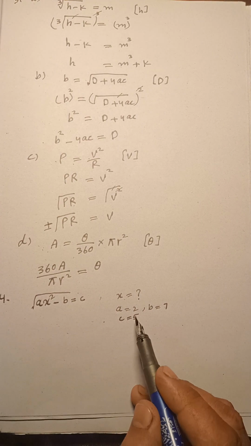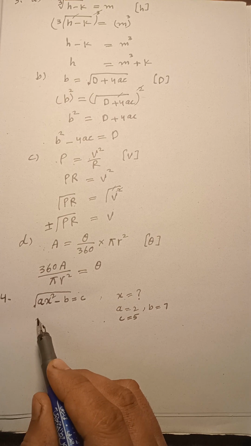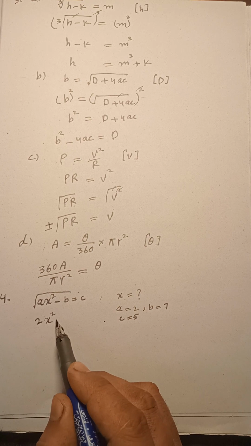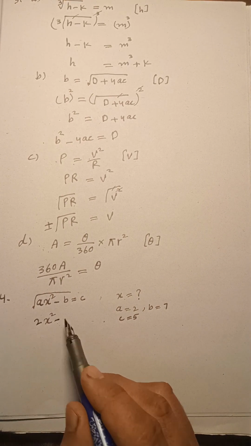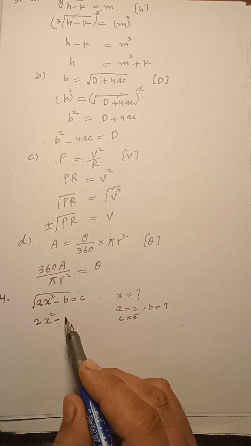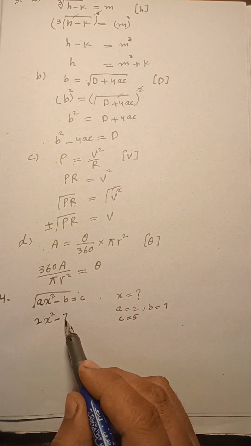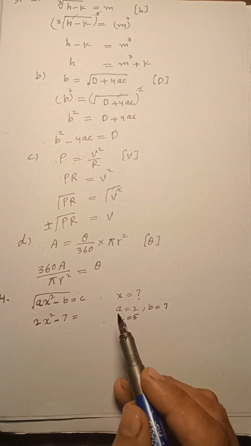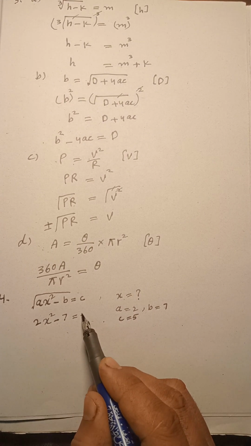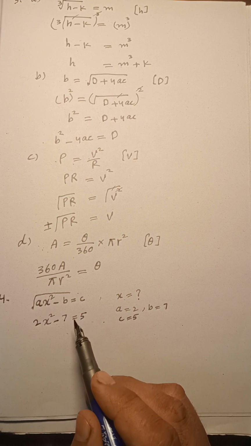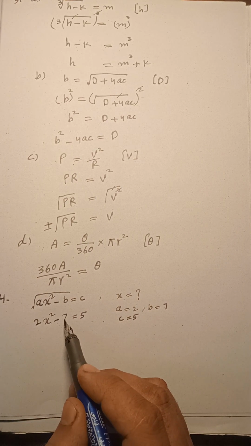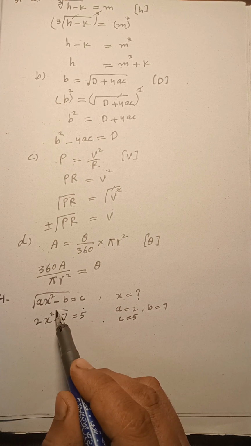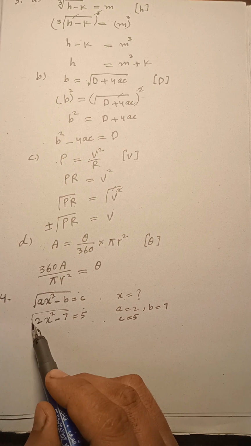If I put the value of a is equal to 2, so write 2 here in the place of a, and x square will remain the same, minus, in the place of b we will write 7. The value of b is 7, so I have written 7 here, and the value of c is 5, so we will write 5 instead of c. I have substituted the values of a, b and c, and then there is the under root sign, and I have written that.